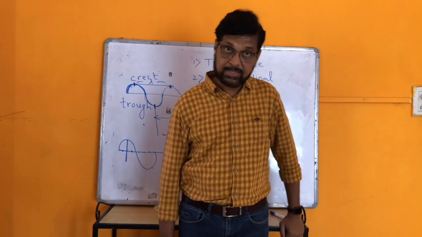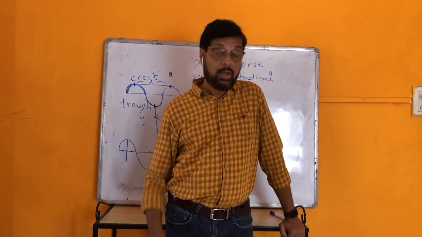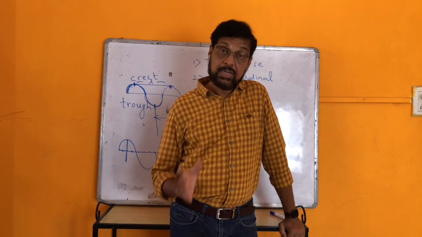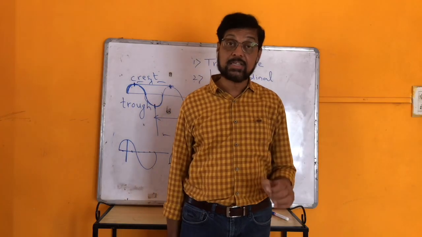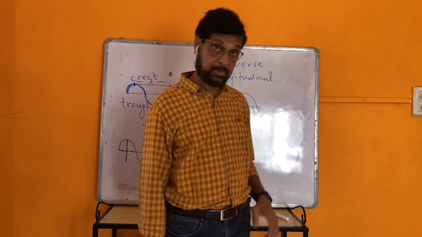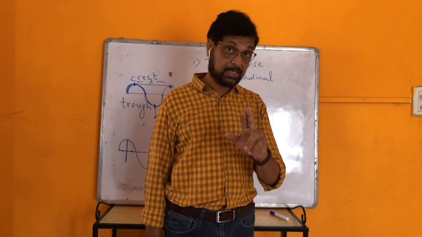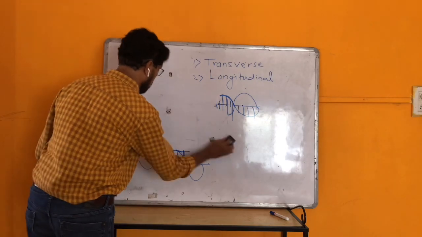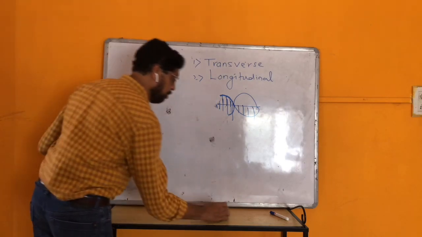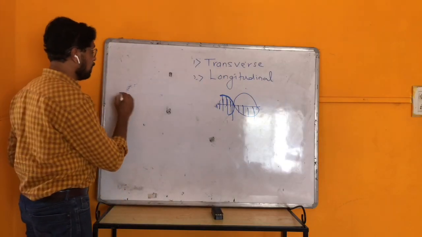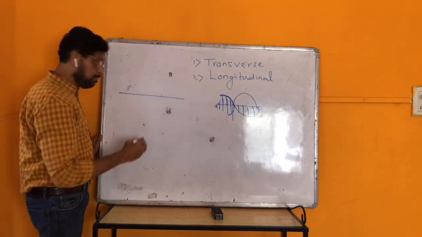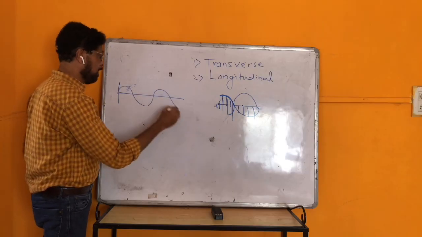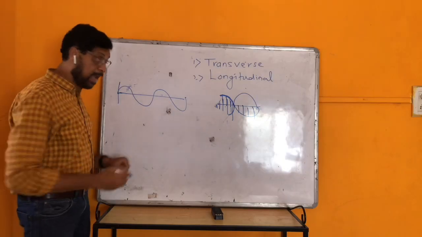नेक्स्ट कॅरेक्टरिस्टिक सेज that for the propagation of a transverse wave, the medium should possess elasticity of shape. Medium should possess elasticity of shape. What does that mean? If you take the example of transverse wave on a string, string is the medium. तुम्ही इथे अप अँड डाऊन जर्क्स दिले तर अशी वेव्ह तयार झाली. इथे मीडियम काय आहे? स्ट्रिंग.